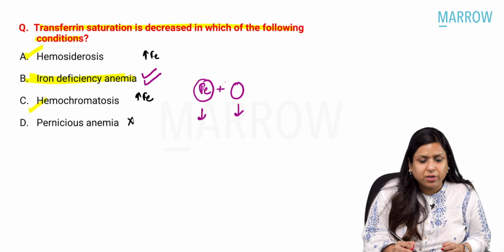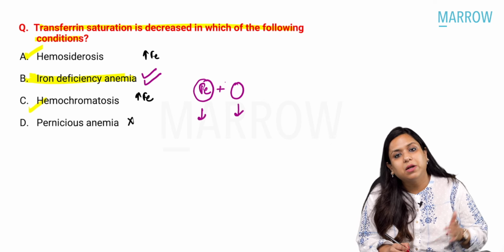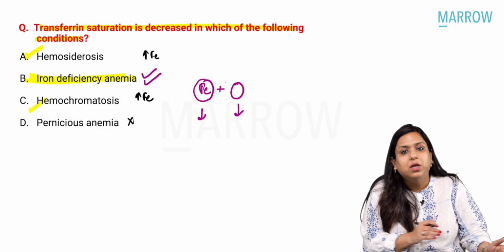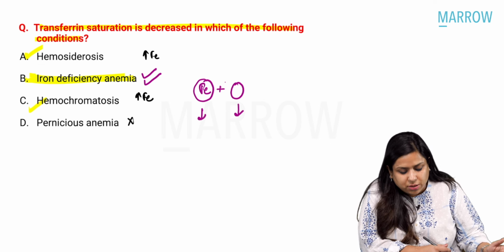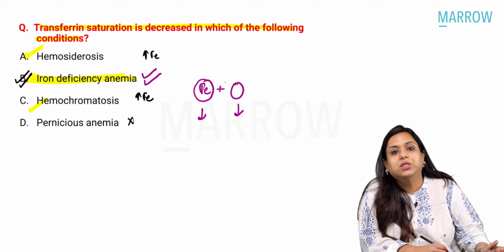Pernicious anemia is not related at all to iron deficiency anemia. It is related to B12 deficiency anemia. That is why this cannot be the answer. What is the answer? Iron deficiency anemia.